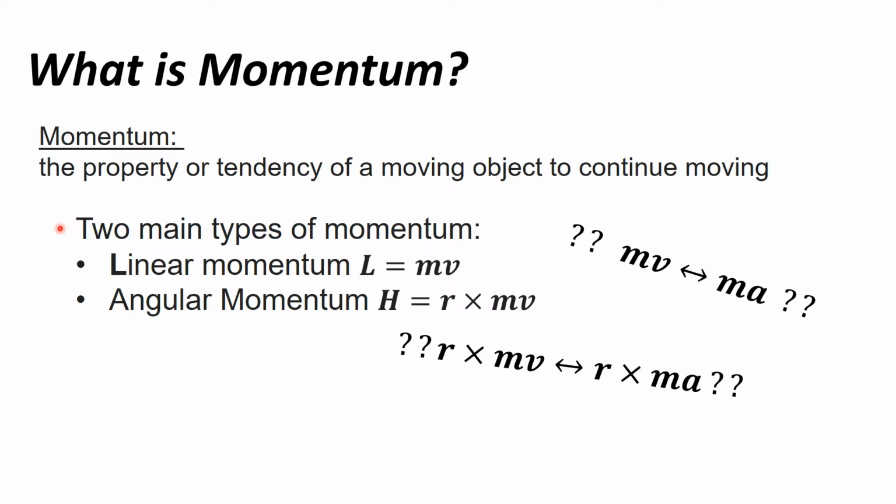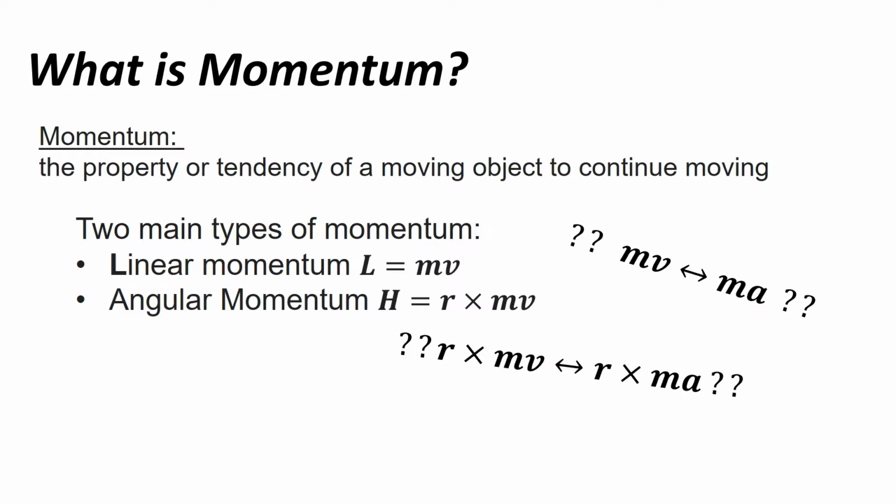Two types of momentum. Linear momentum, talking about linear motion. There's also angular momentum, which looks at stopping rotational motion, or conservation of rotational motion. L equals mv, H equals r cross mv. Think back and see if there's anything familiar about this. Is there any relationship between mass times velocity and mass times acceleration? R cross mv versus r cross ma. There's some kind of similarity between these guys, right?